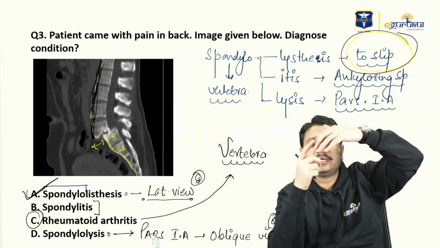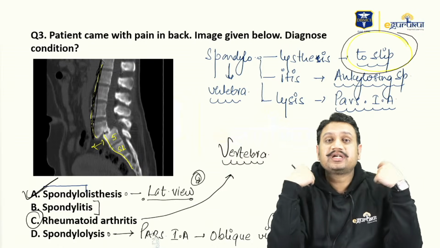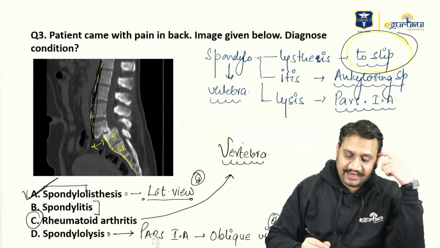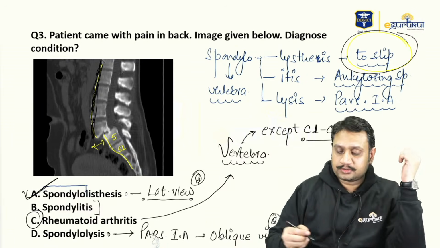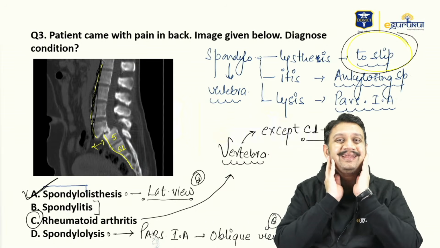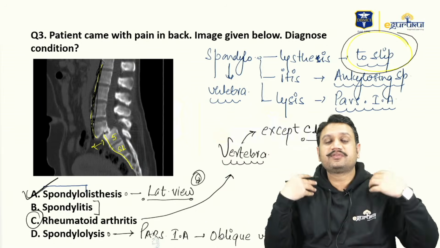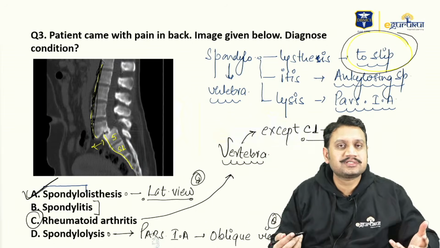These are not involved in RA. Second is the vertebra. And in the vertebra, we have an exception. What is the exception in vertebra? Except for C1 and C2. So atlantoaxial subluxation can happen, right? But the rest of the vertebra is not involved. Reason? What is the logical reason behind that?